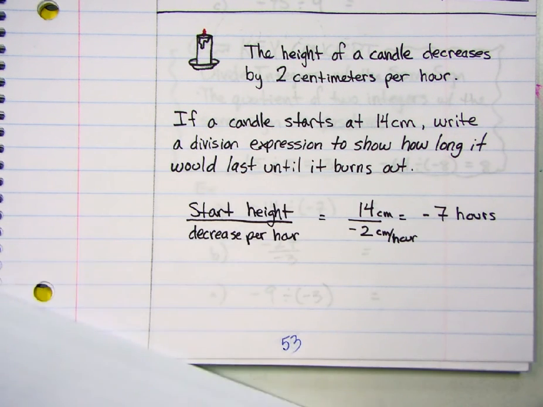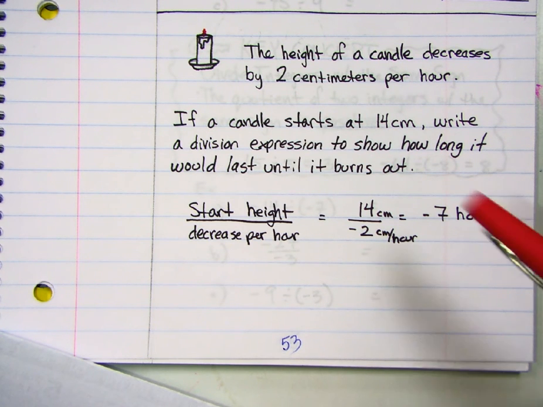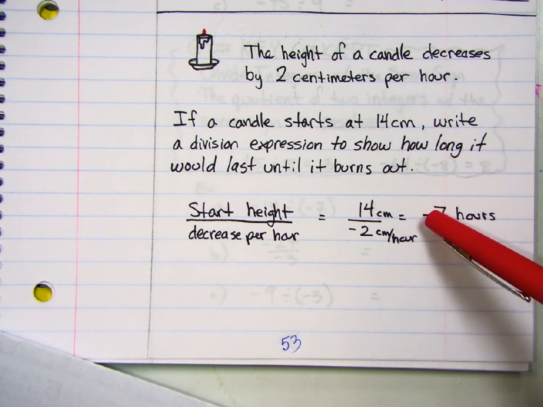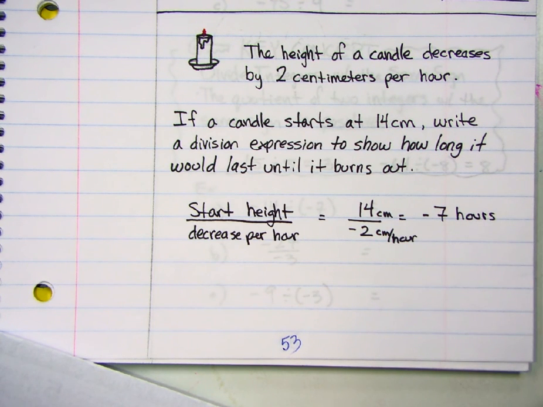Did you get this? Your start height divided by your decrease per hour. So I started off with 14 centimeters. I'm dropping negative 2 centimeters an hour. So it's going to take us 7 hours to burn through the entire thing.